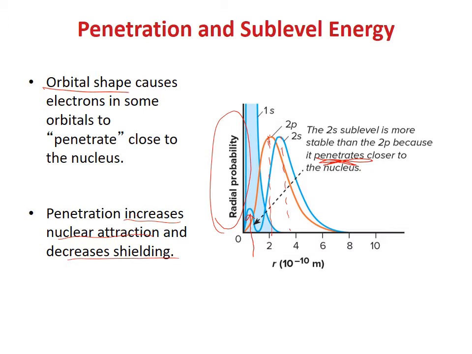And the consequence is that the energy of the 2s orbital is lower than the 2p orbital. So in general, the energy of an orbital with a lower L value is lower than the energy of an orbital with a higher L value.